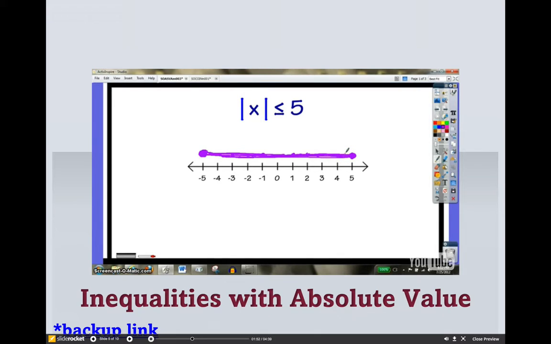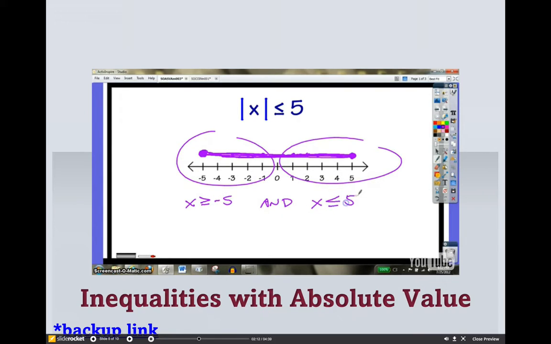So this is almost like two different inequalities saying, okay, on this end of things, x has to stay greater than or equal to negative 5. But then at the same time, I've got a limitation on this side saying that x has to be less than or equal to positive 5. And I say the word and because all these numbers meet both requirements. I have to stay above negative 5 and at the same time stay below positive 5. So I get basically a compound inequality in disguise. This absolute value inequality becomes this compound inequality.